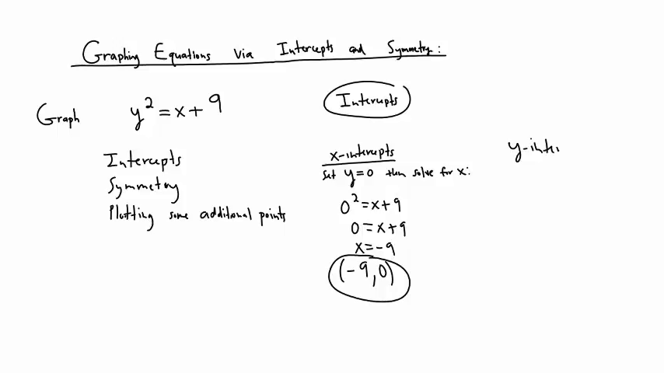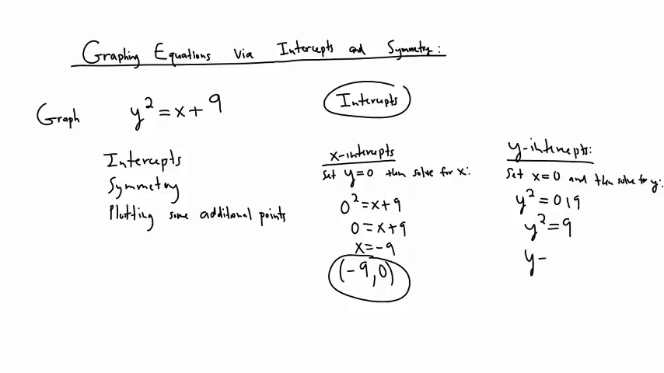For the y-intercepts, we saw that we set x equal to 0 and then solve for y. So the equation becomes y squared equals 0 plus 9, y squared equals 9, which has solutions plus or minus the square root of 9, plus or minus 3. So we have a pair of y-intercepts. So we already know 3 points for our graph.